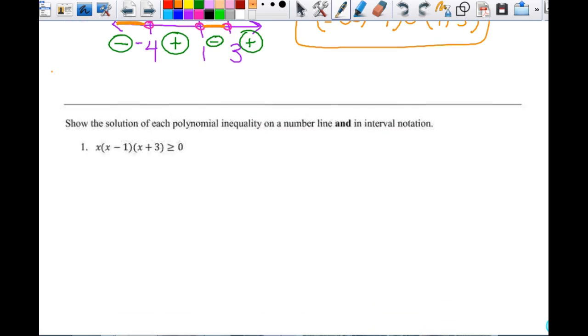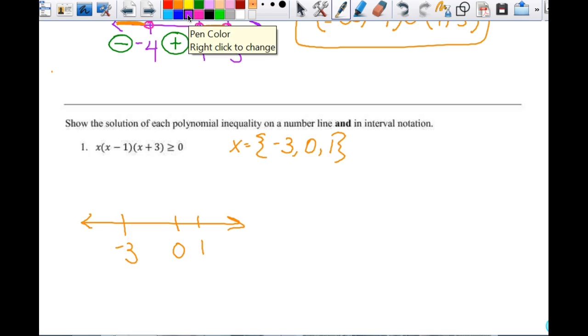It says, show the solution of each polynomial inequality on a number line and in interval notation. I need my zeros. Since it's already all factored for me, that's nice. My smallest one is negative 3, then 0, then 1. So I can make that negative 3, 0, and 1, a little bit closer together. Are my points open or closed? I'll know how to figure that out, right?